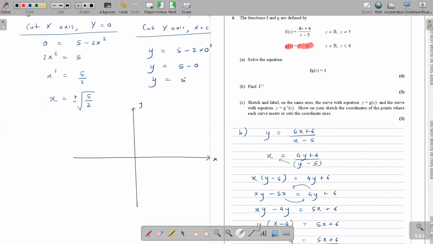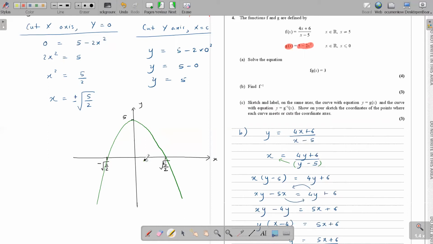So negative root 5 over 2 is, let's say, over here. Positive root 5 over 2, let's say, over here. Then the y-axis cutting point is 5. So when you draw your quadratic graph, it goes like this, isn't it? It's a quadratic maximum. Okay, so anyway, we have this graph.